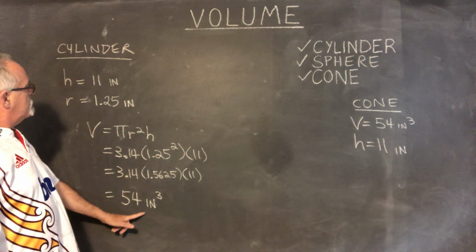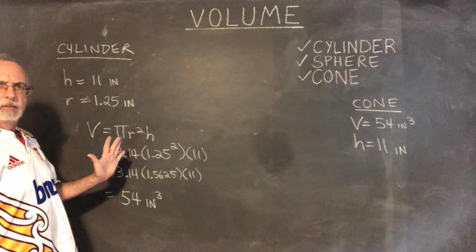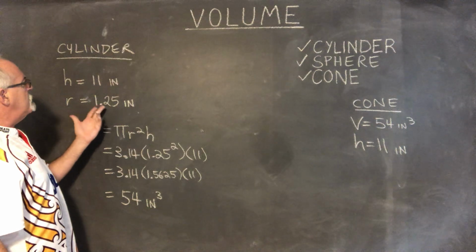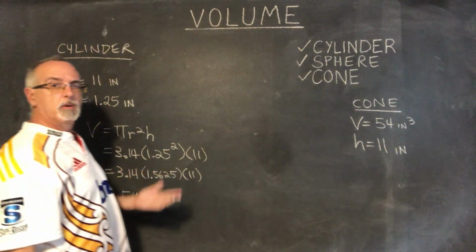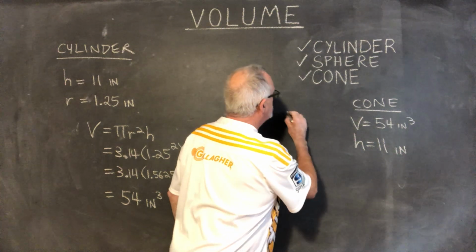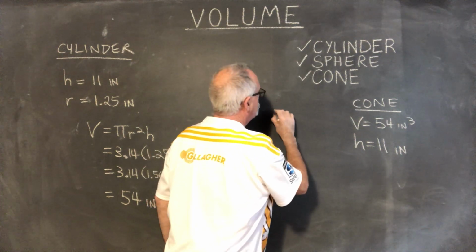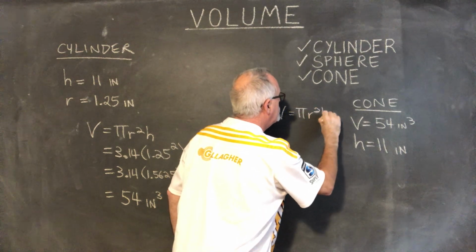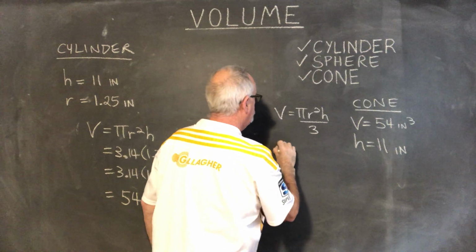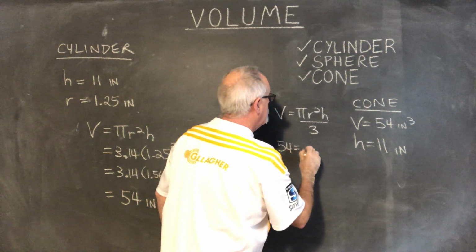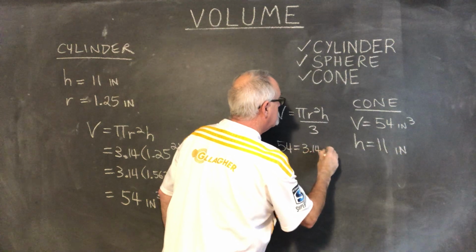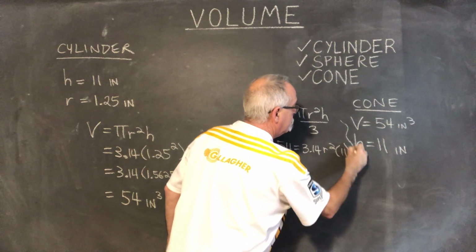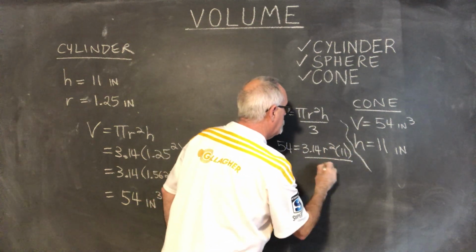Okay, so we can predict something, of course. We know it's the same volume. We know it's the same height. Is the radius going to be more than 1.25 or less than 1.25? Think about that. The volume, I'll do the volume here. I'll try to leave room for the sphere over there. Volume equals pi r squared h over 3. The volume is 54 equals pi times r squared times 11, running out of room, divided by 3.